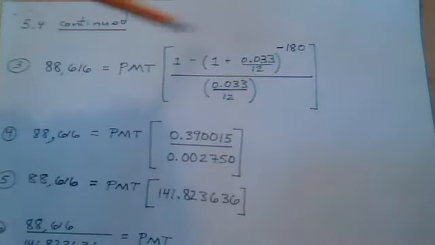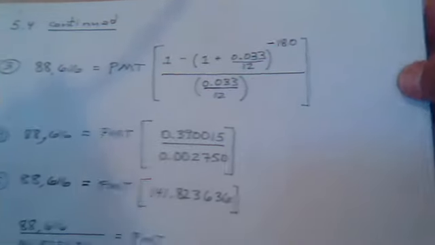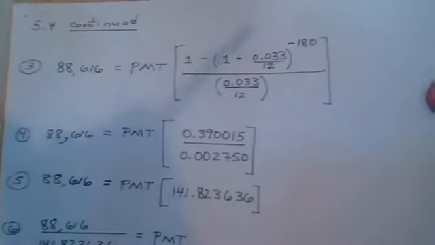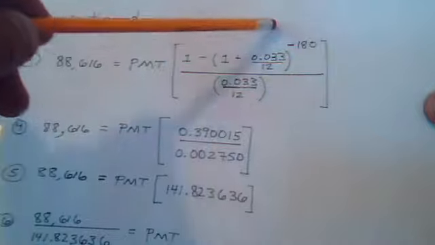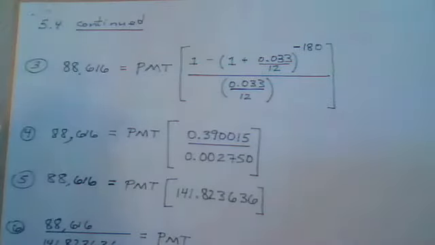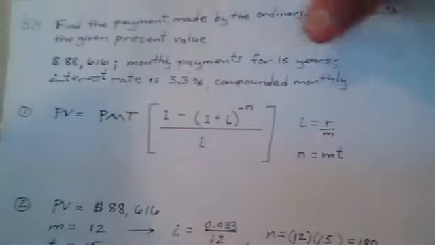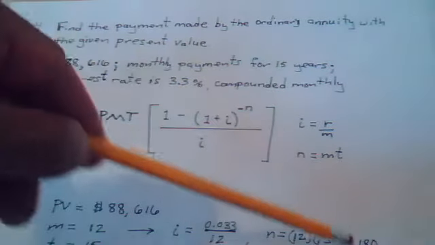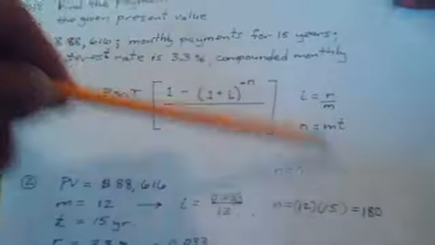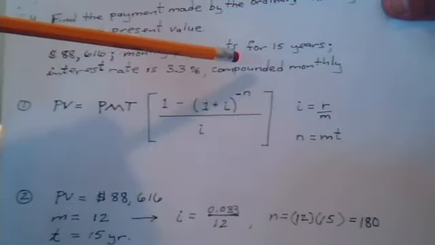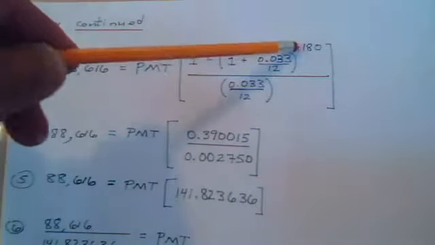So you plug in everything you know. Here's the present value. Here are the I's. Here's the N. And notice it has a negative. Don't forget that negative, because the formula has a negative there. So N is 180. And then the formula tags on a negative. So don't forget that negative up there.